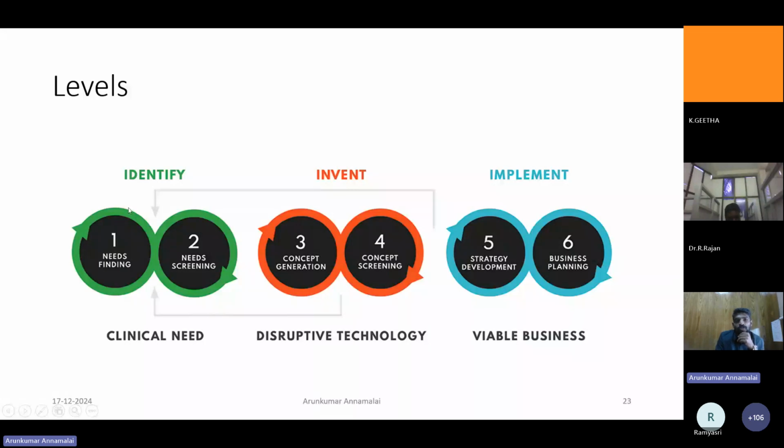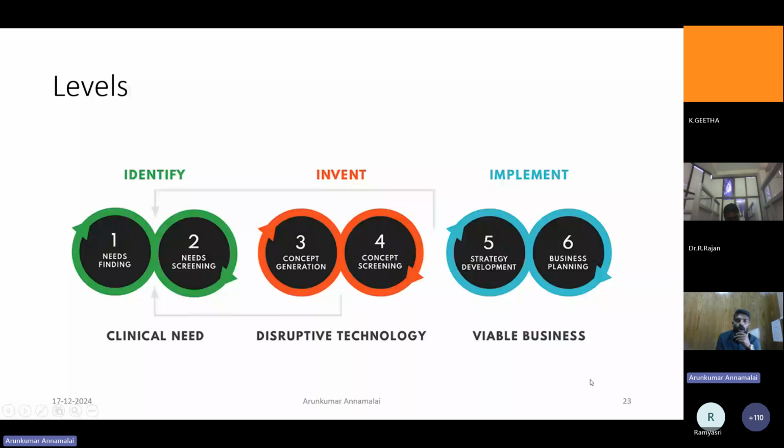The first level is where you identify whether an AI is needed in healthcare. Most of the time we don't need it, because the system is better left as it is. When you try to change the variables, it will have a lot of consequences. First you should identify this need, second you should invent, and then you should implement. So here you identify the need, come up with a disruptive technology, then move into a viable business model.